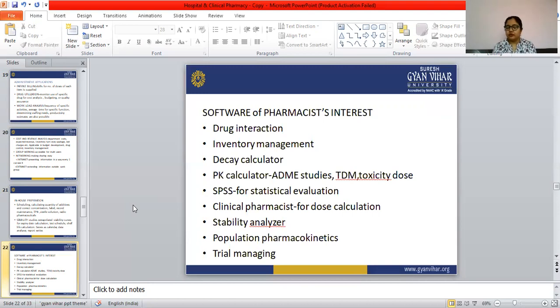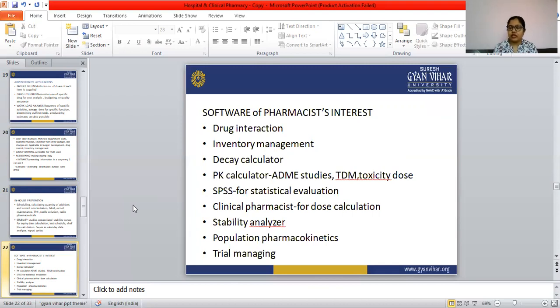So the software for drug interaction. There are lots of software available in the market for finding out drug interactions. There is software available for inventory management also. Decay calculator is again software that is available. PK calculator, meaning the pharmacokinetic calculator, ADME studies, TDM, toxicity dose. For finding out all these, there are lots of software available.